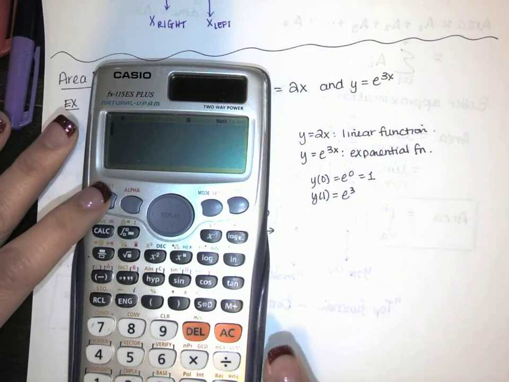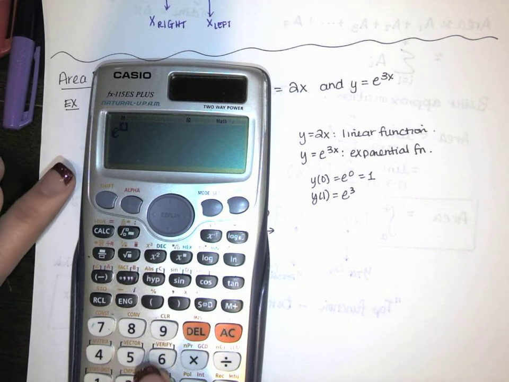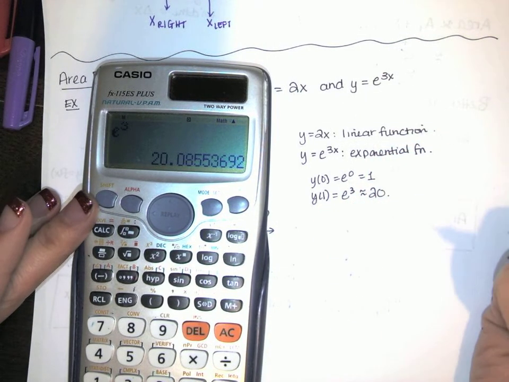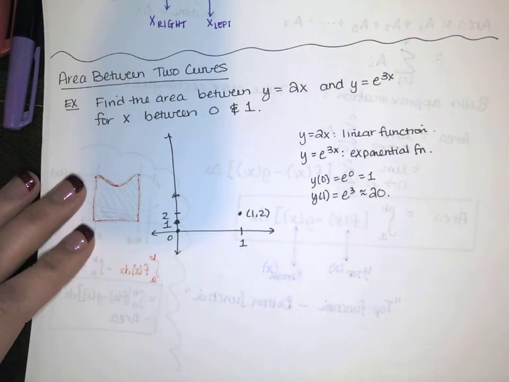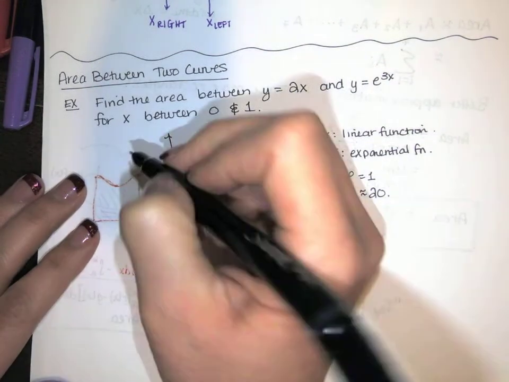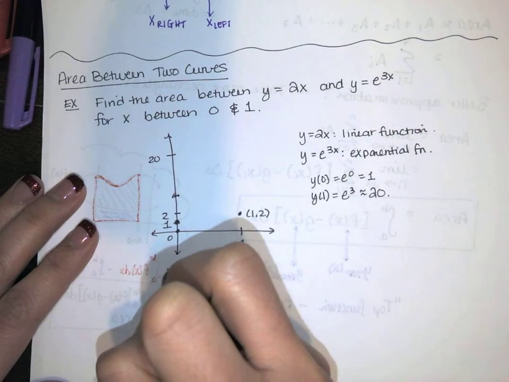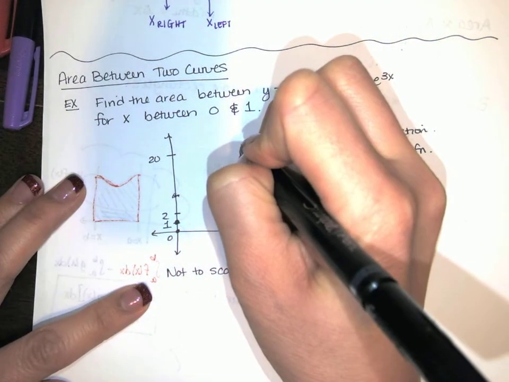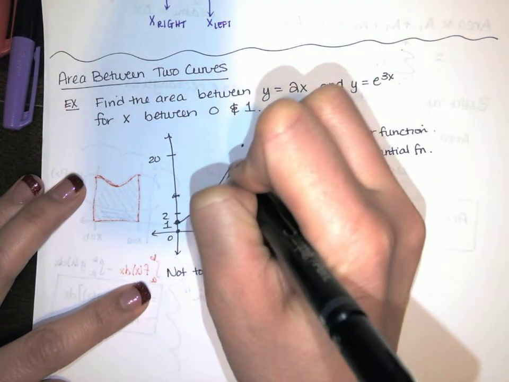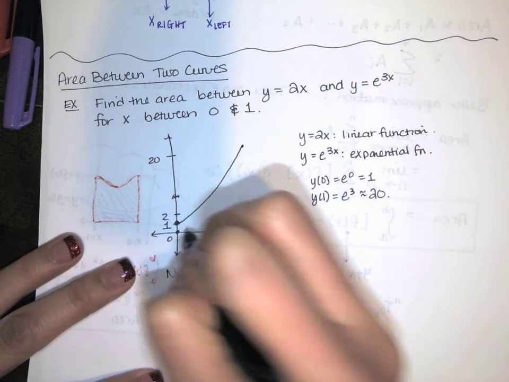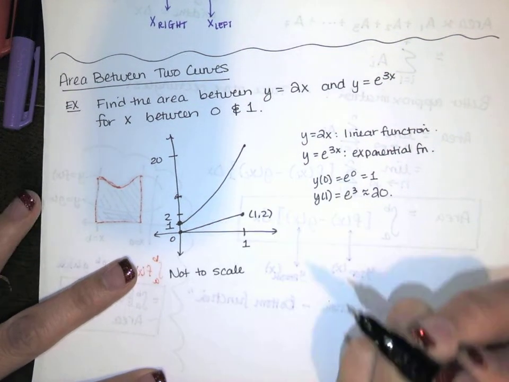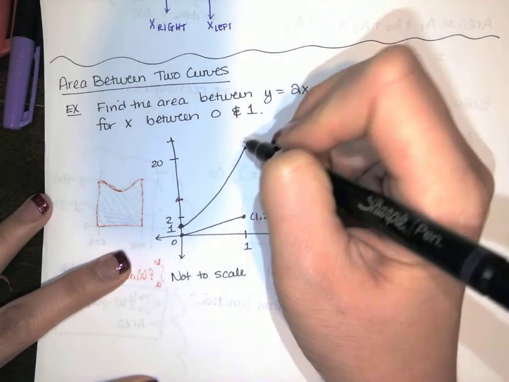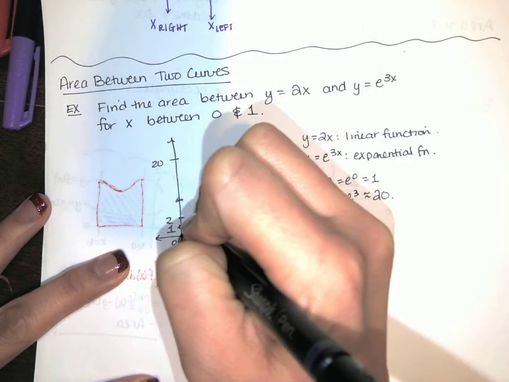I want to take e and raise it to the 3rd power. I get approximately 20, which is a big part of the reason why I could not draw this to scale. So when x equals 1, y equals 20 on that graph. So I just write not to scale. Okay, so that e to the 3x looks like this, and y equals 2x looks like that. And we're interested in the area between the two curves for x between 0 and 1. So we're trying to find the area of this region right here.